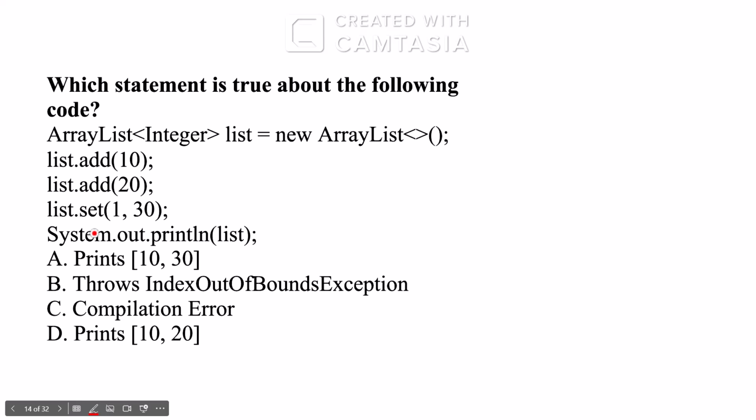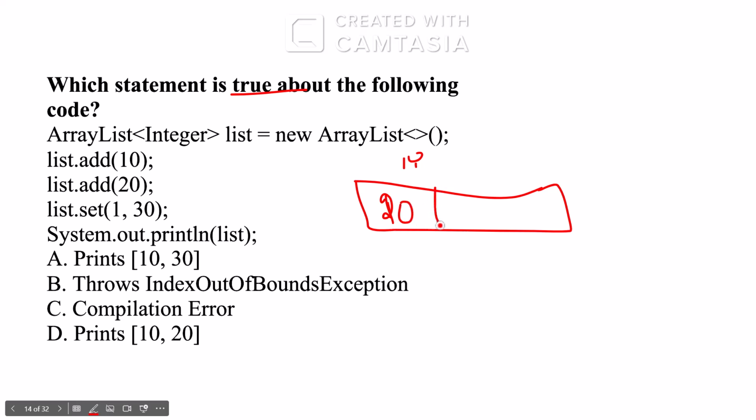Next question. Which of the following statements is true about the following code? We have created a list, and in the list, first I'm adding 10. 10 will be added at index 0. Next I'm adding 20, and that will be added at index 1.